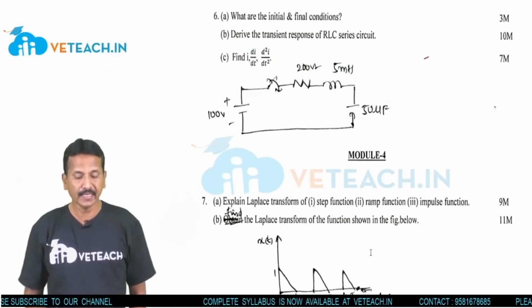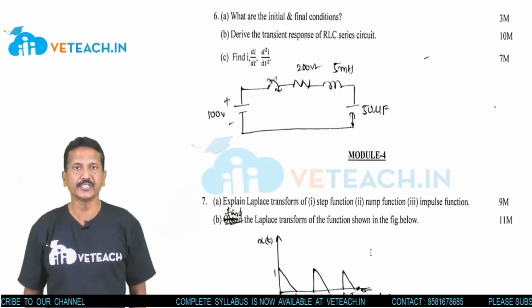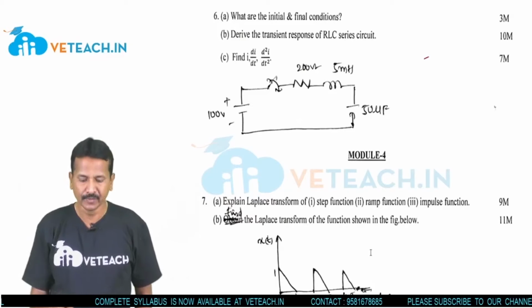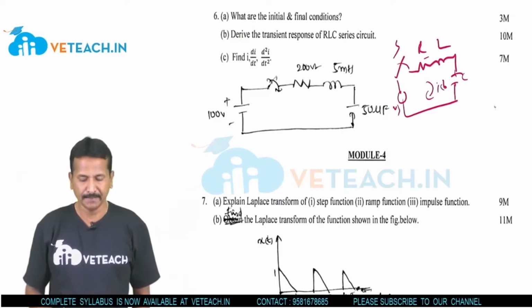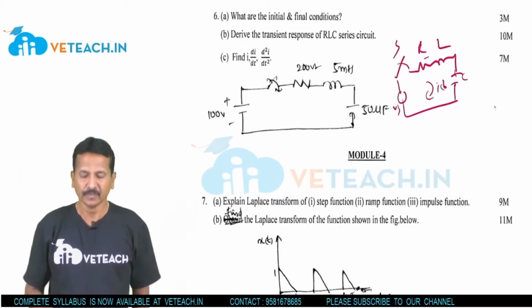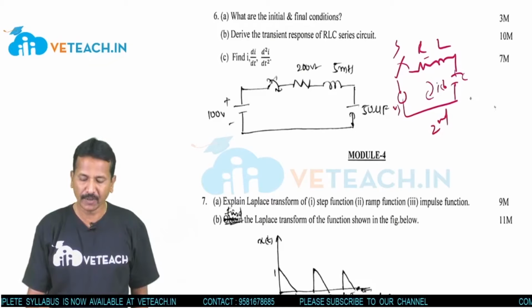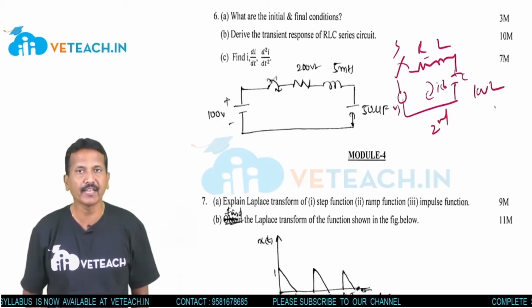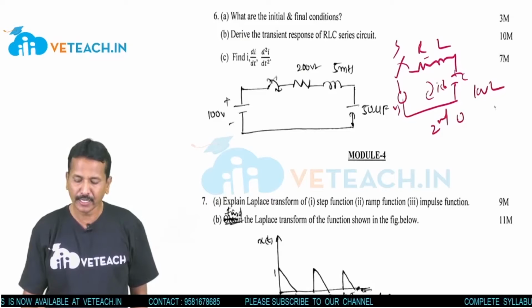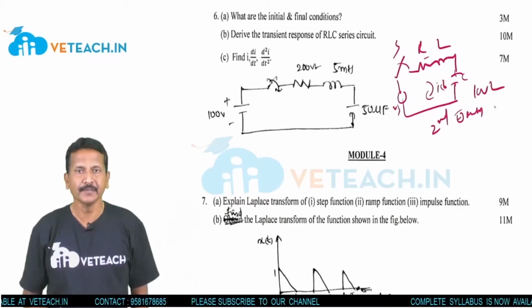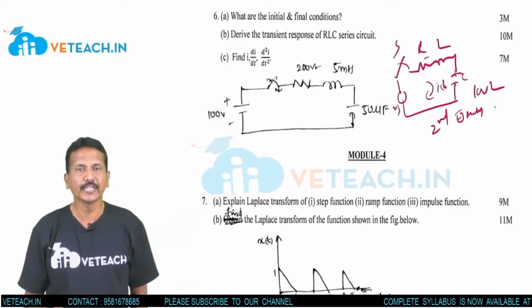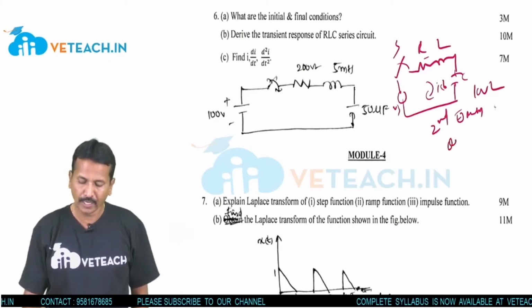Second one: derive the transient response of an RLC series circuit. Before, we discussed only RL, which is a single order equation. Here RLC is there, so see this figure. The RLC transient response is a second order equation. If you apply KVL across this loop, it is a second order, quadratic equation.